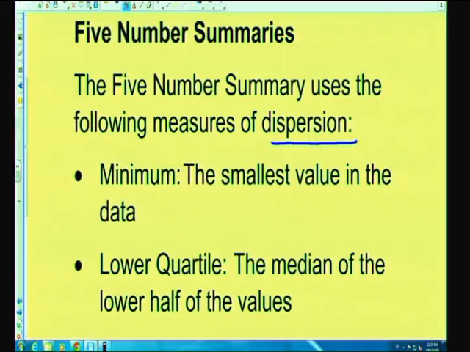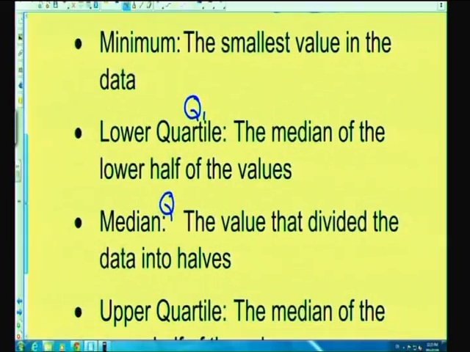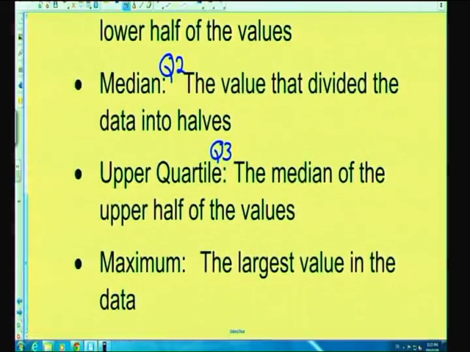They talk about the minimum, that is the smallest value in the data. So if I gave you a string of numbers, we look for the smallest one, and that would be the minimum. Then we have the lower quartile, and the lower quartile we use the symbol Q1 for. The median of the lower half of the value, so that means halfway on the lower half. So if we go for the median, which is the next one, which is known as Q2 as well, the value that divides the halves into halves, and we'll talk about that now, and the upper quartile, which is known as Q3. And last but not least is the maximum value, the largest value in the data.